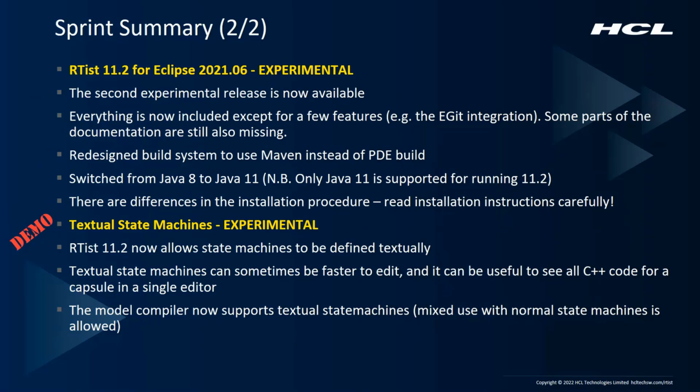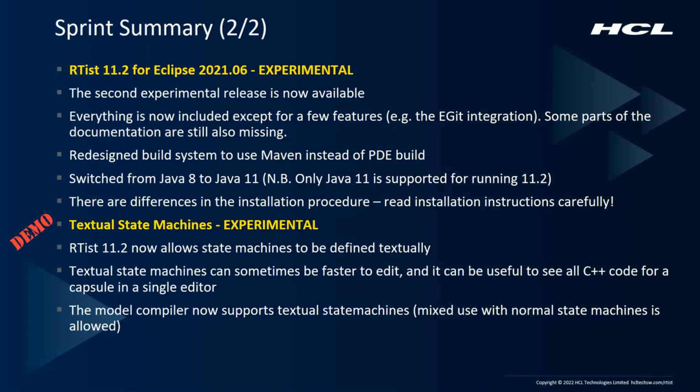We're also shipping an update of RTist 11.2 that should be used with Eclipse 2021-06. This is still experimental, but we are getting closer to the final release, which will come in May. Now everything is included except for a few features. For example, eGit integration is still not included. And some parts of the generated API documentation are still missing. But we will add them in the next sprint.